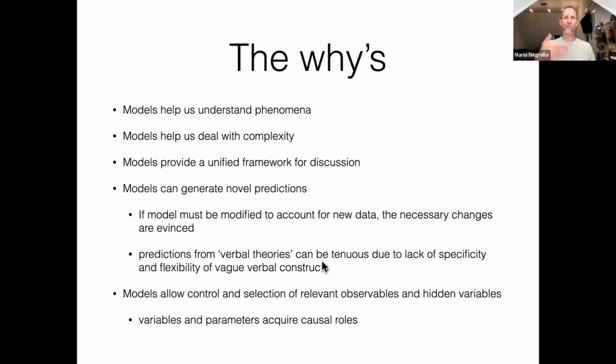Models can generate novel predictions, things that you didn't know. You cobble up a sufficiently complex system and stuff comes out that wasn't there. Previous models are all wrong, as you probably heard by now, but they must be modified to account for the new data. So it's the interaction between modeling and experiment that really brings the mind together.